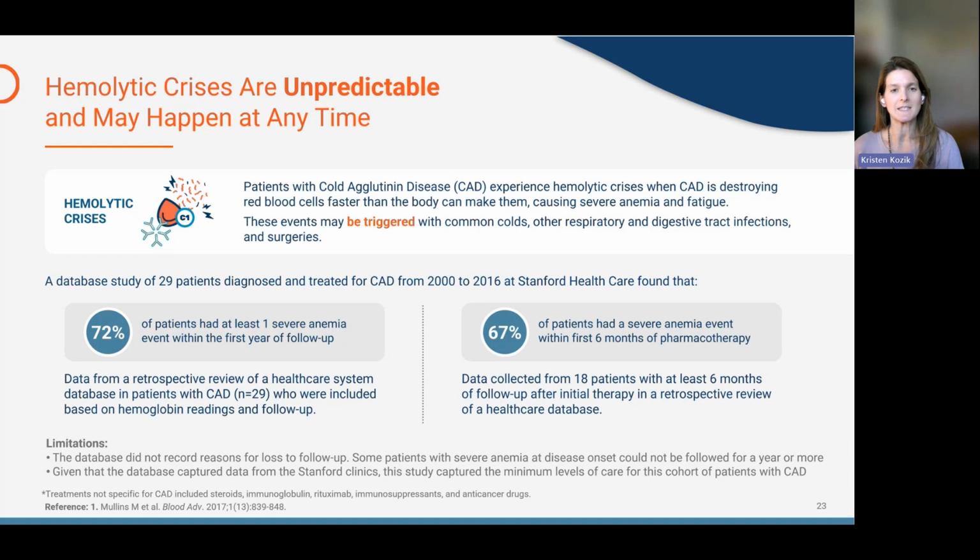They also found that 67% of patients had a severe anemic event within 6 months of receiving drug treatments not specific for CAD. Now, there were some limitations to the study, including the database did not record reasons for loss to follow-up. Some patients with severe anemia at disease onset could not be followed for 1 year or more. Also, given that the database captured data from the Stanford clinics, this study captured the minimum levels of care for this group of patients with CAD.